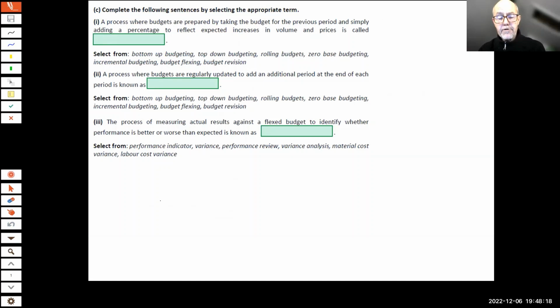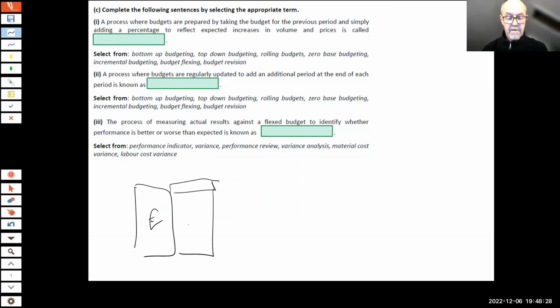A process where budgets are prepared by simply taking the budget from the previous period, adding a little bit on to reflect expected increases in volume or prices. And this is called, well, bottom up? We've already talked about that. That's where we take input from people on the shop floor. So that's nothing to do with basing it on last time. Your answer is correct. We'll talk through why.